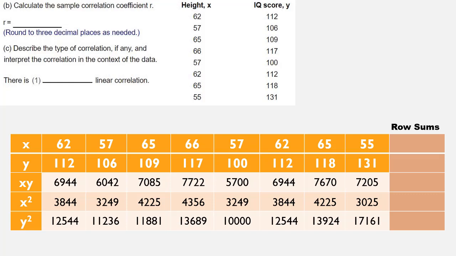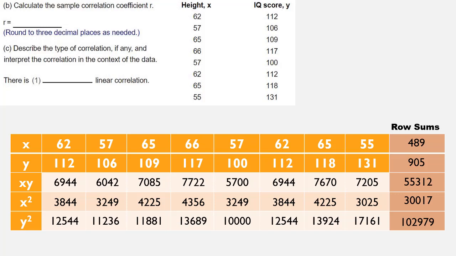Now we add up each of the rows. When we add up all the x values, we get 489. When we add up all the y values, we get 905. When we add up all the x times y values, we get 55,312. When we add up all the x squared values, we get 30,017. And when we add up all the y squared values, we get 102,979.